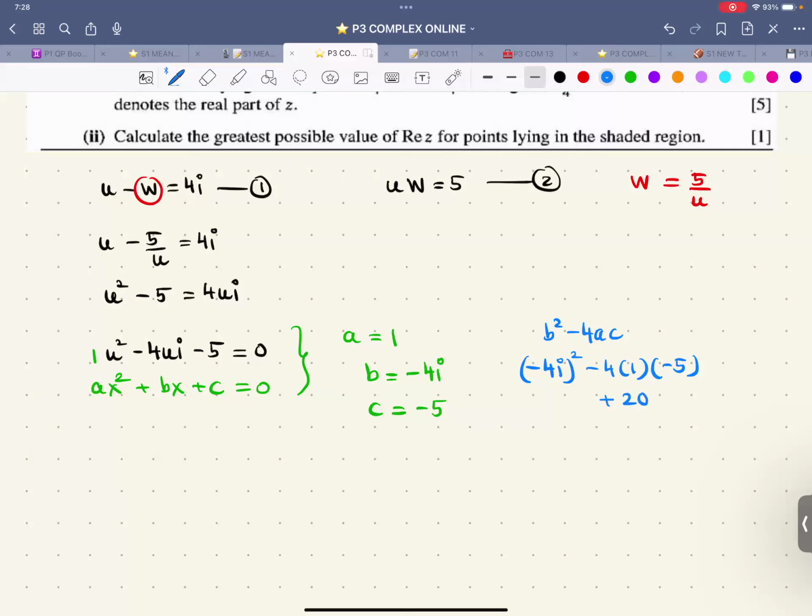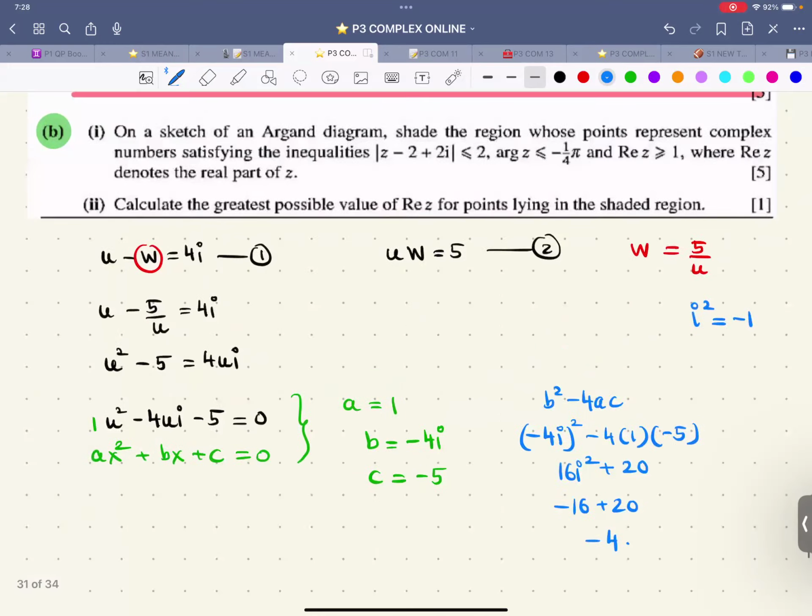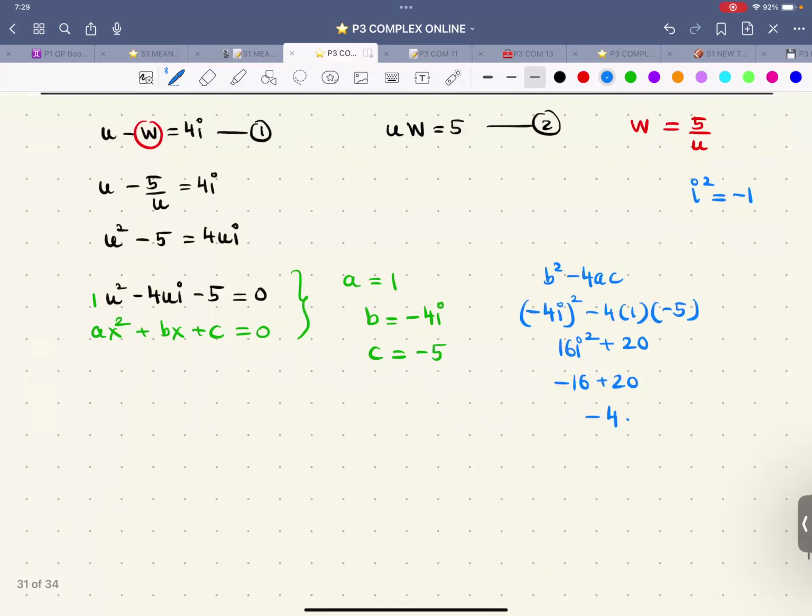This comes out to be 16i squared. But remember, i squared is negative 1. So this is negative 16 plus 20, which is negative 4. So far, so good. This is question number 21 that we are solving, the first part.